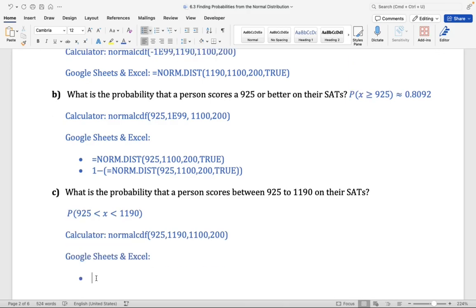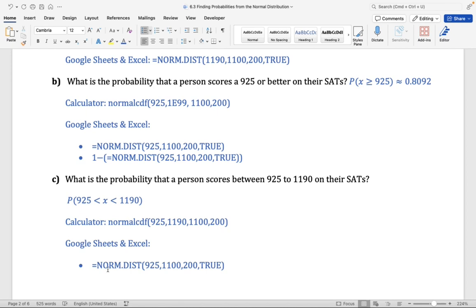Now on Google Sheets, we're going to be careful. We're going to have 3 steps. First, we're going to find the area below 925. Thus, we need to enter =NORM.DIST(925, 1100, 200, TRUE). This is going to give us the area to the left of 925.